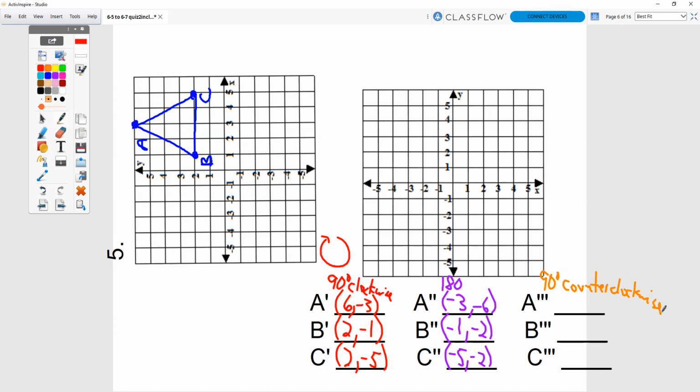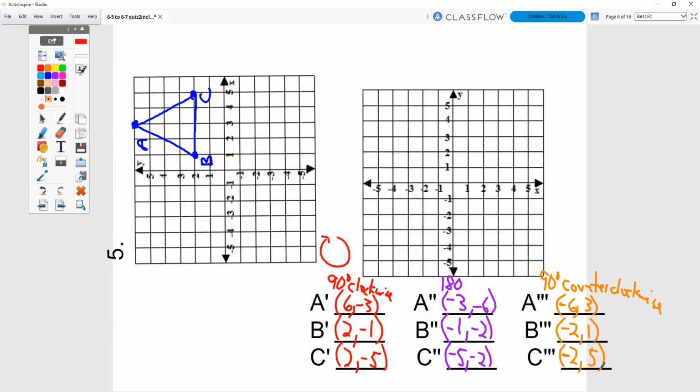So when I look at A, it looks like it's at over to 6, up to 3. It's not over to 6 though. Anytime we go to the left is really negative. So this is really over to -6, up to +3. B prime, over to 2, up to 1. It's not over to 2, it's over to -2 and up to 1. And then C looks like it's over to 2 and up to 5. It's not over to 2, it's over to -2 and then up to 5.